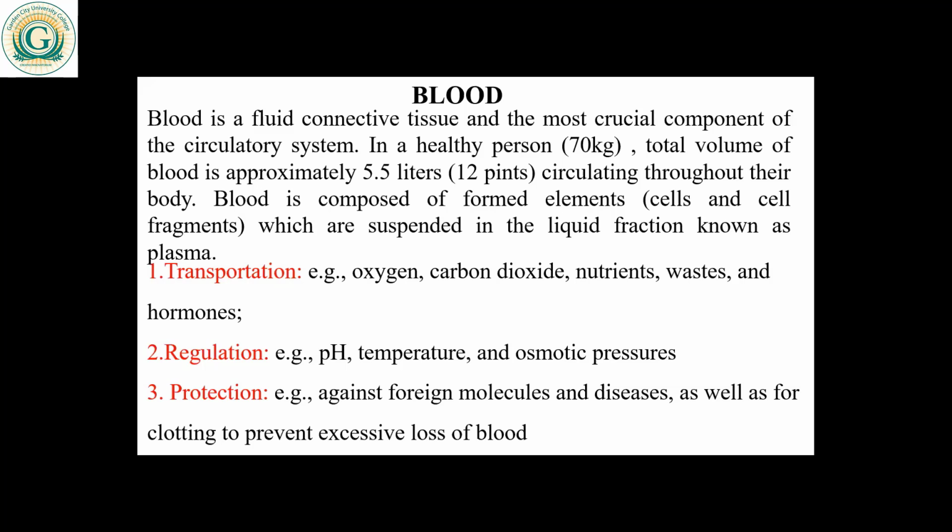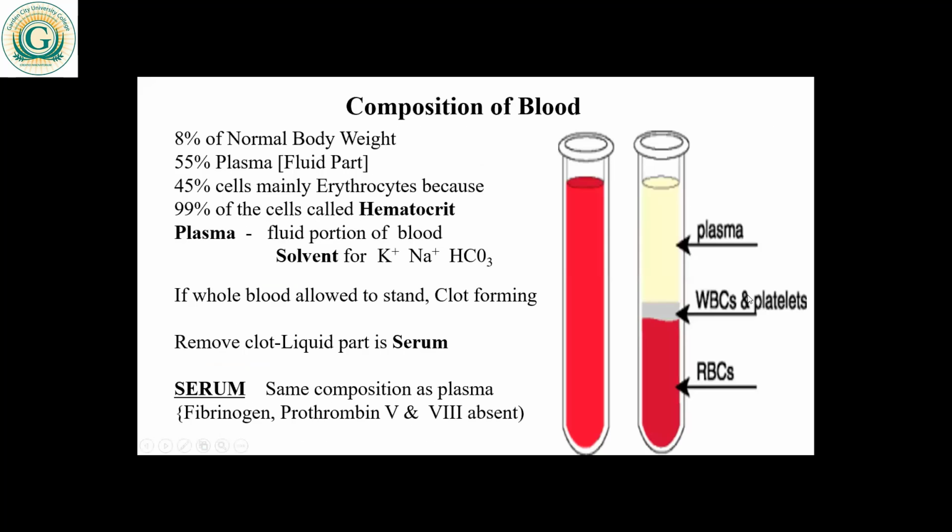Then protection. We have white blood cells, as I mentioned earlier, that protect the body from infections and diseases, as well as the cell fragments or platelets that help in clotting. Aside from that, we have clotting factors, which are proteins found in the blood that help in preventing excessive loss of blood when bleeding. Okay, so these are the functions of blood that we can look out for.